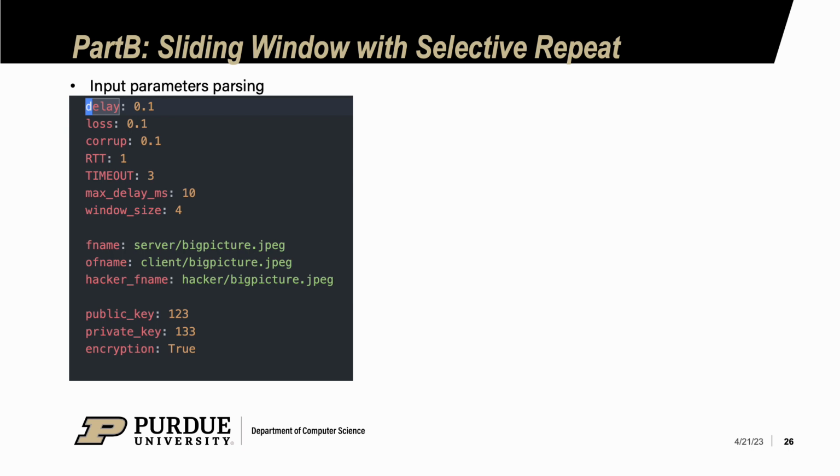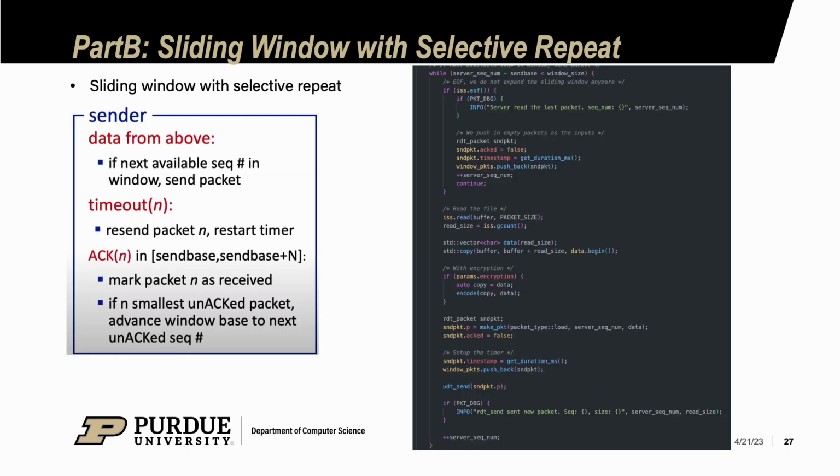In Part B, we implement sliding window with selective repeat to improve the utilization. The new input is the window size. The sliding window keeps sending the packets with the available sequence number in window. As shown in the code, the sender always makes sure there are n packets in transmission.